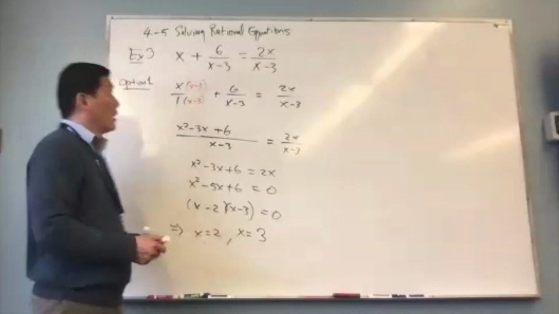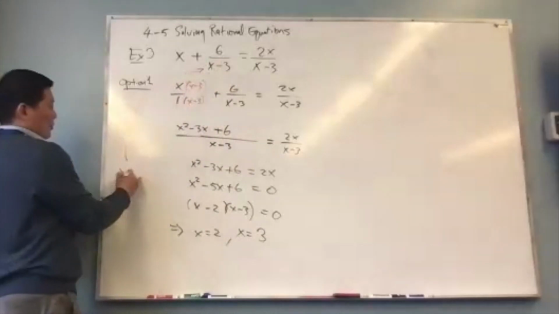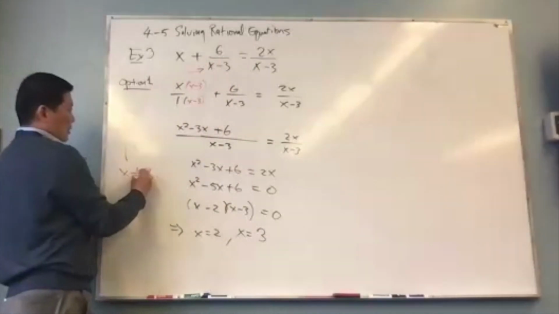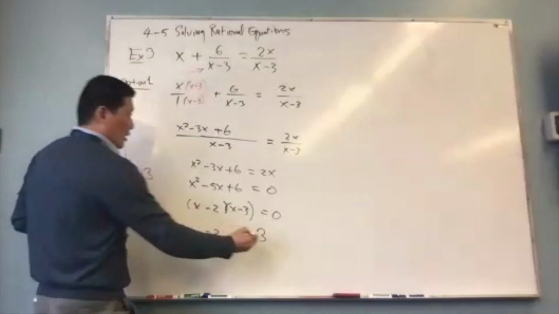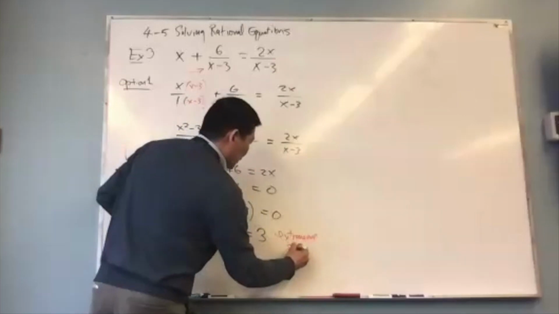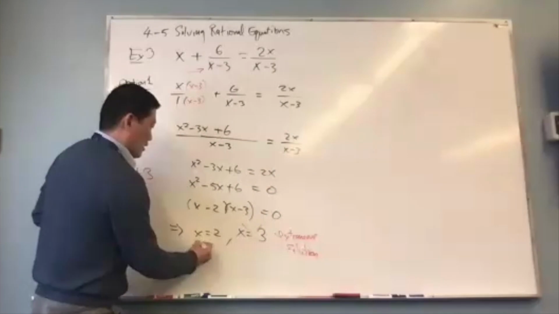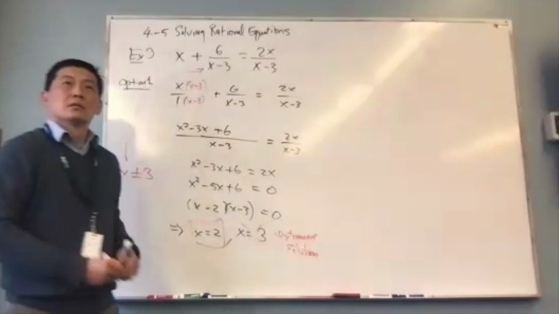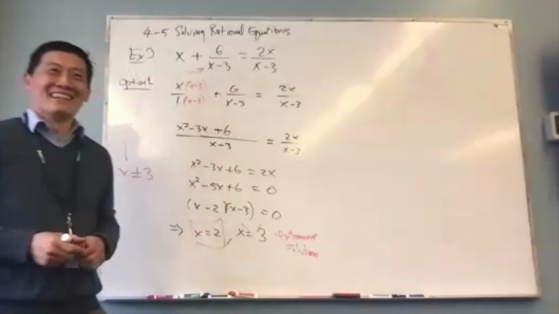But not so fast, because when we look at the bottom, x cannot be 3, because it will make it undefined. So this is an extraneous solution. We pass it out, and then box this one. You got it? Very nice.